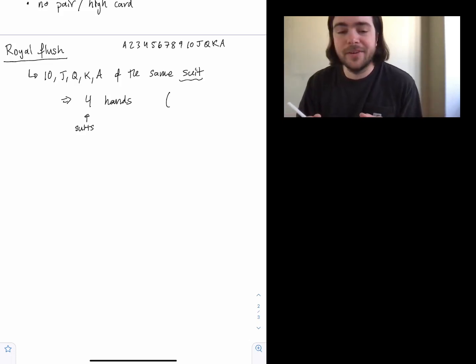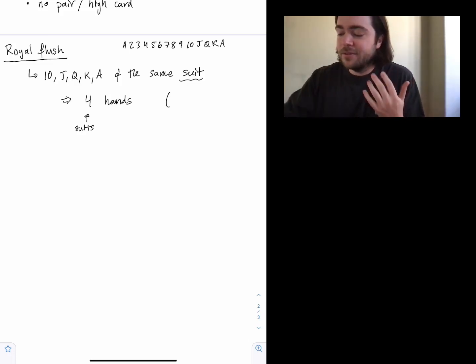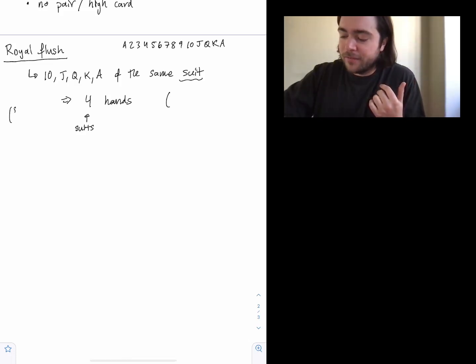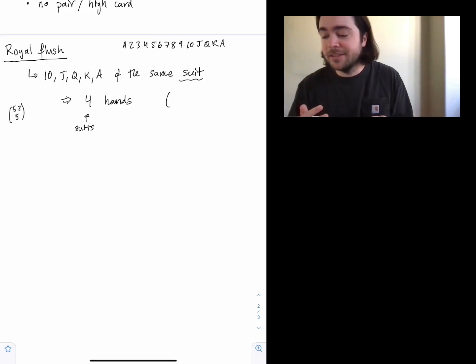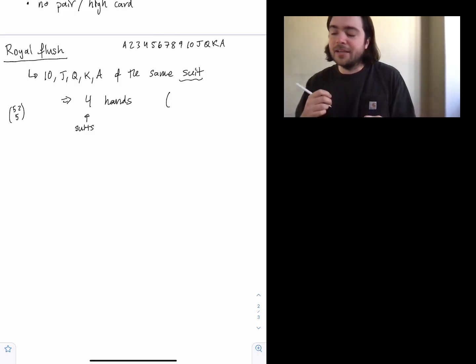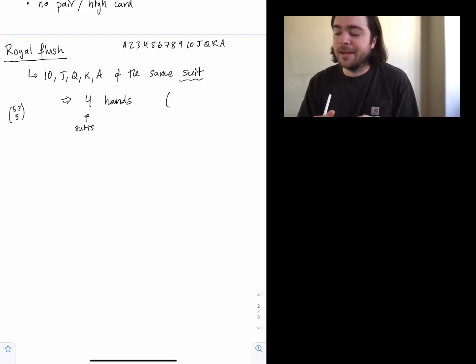What is the total number of hands? Well, you're getting a subset of 5 cards out of the 52 cards. So there are a total of 52 choose 5 hands. 4 of them are royal flushes. So if we wanted the probability of getting a royal flush, it would just be 4 divided by 52 choose 5. That is the percentage of 5-card hands that are royal flushes, but it's also the probability that you would get a royal flush if I dealt you a 5-card hand at random from the deck.